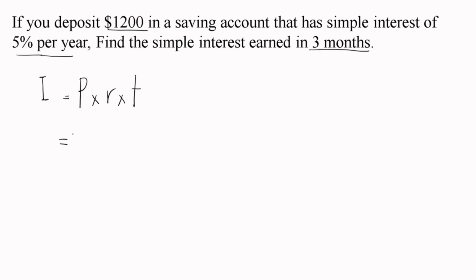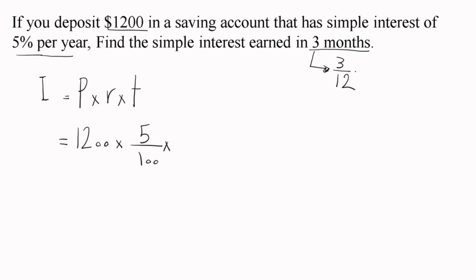What is P here, which is principal? It is 1200, as you can see. And the rate is 5%. I'm going to write it as a fraction. So 5 over 100. What about T? As you can see, T is 3 months. I must convert it to years. How am I supposed to do that? By dividing it by 12. So 3 over 12.